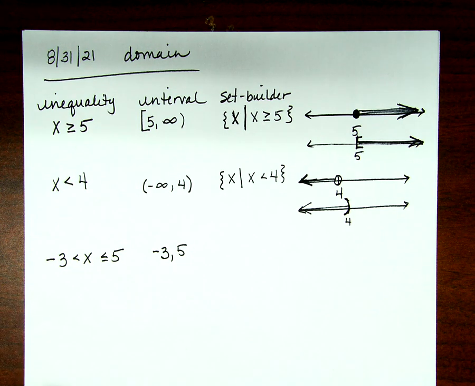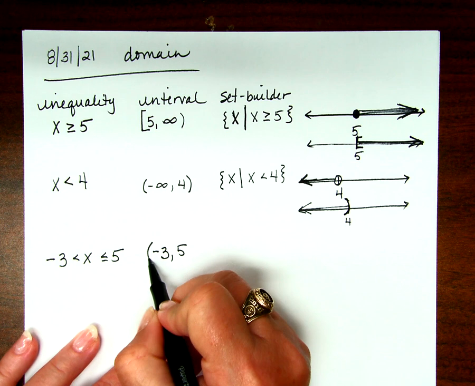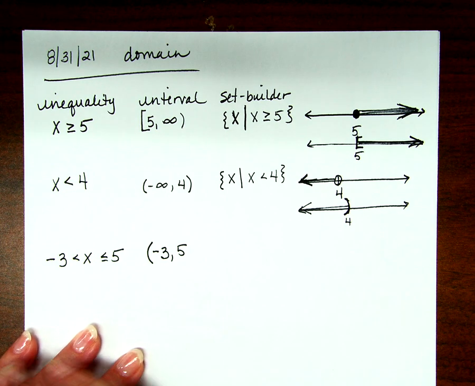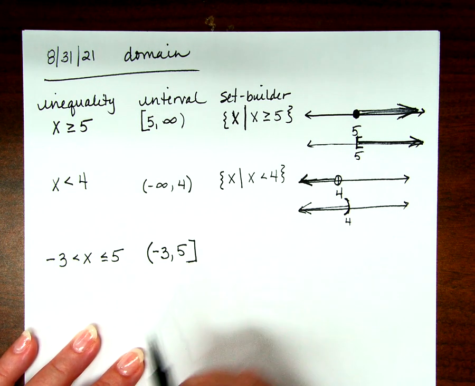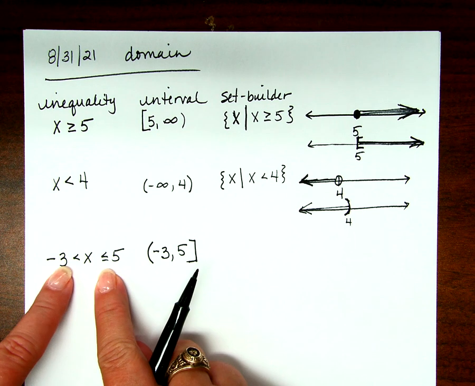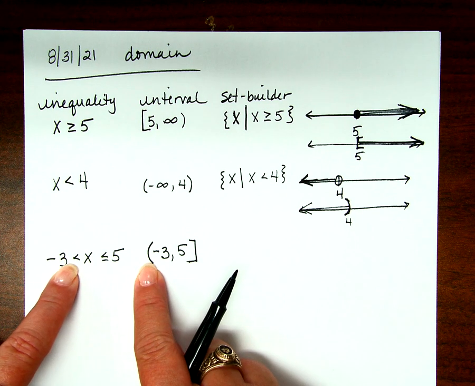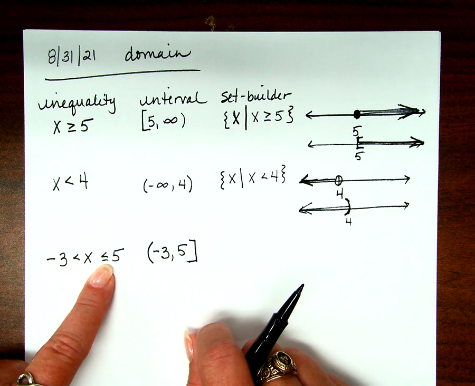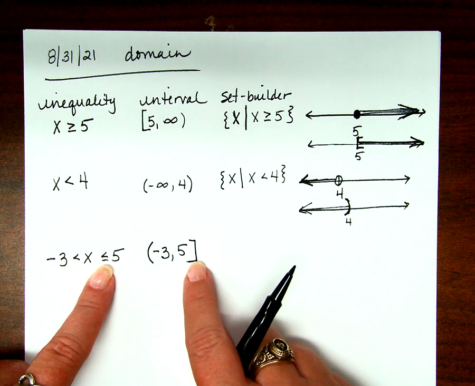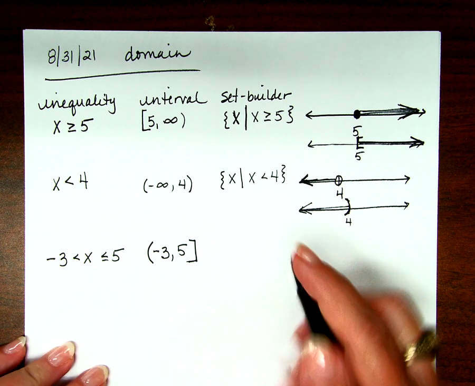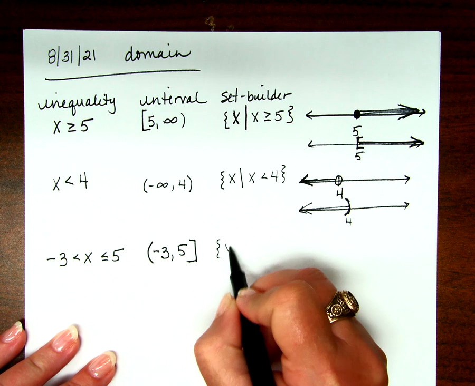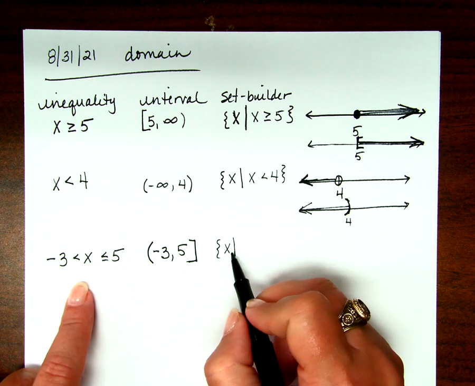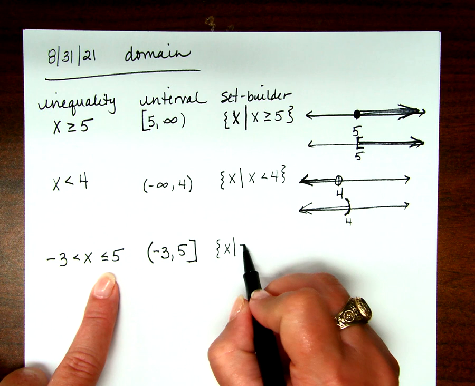What goes around the negative 3 and what goes around the 5? Parenthesis around the negative 3. Bracket around the 5. And how do you know by looking over here? If it's just less than or just greater than, it's a parenthesis. If it's less than or equal to or greater than or equal to, that's the bracket. Okay? Set builder notation. Get your braces in your x such that, then you just write the inequality, right?